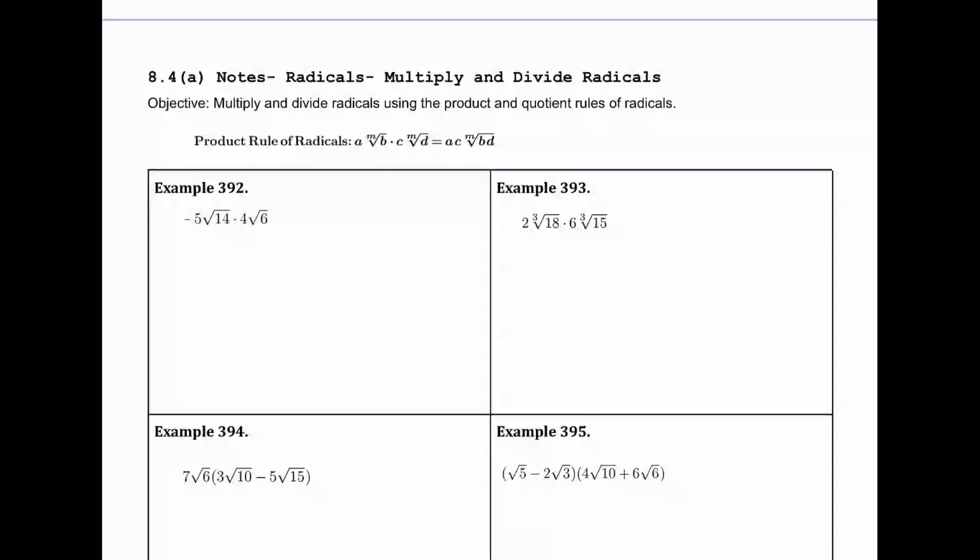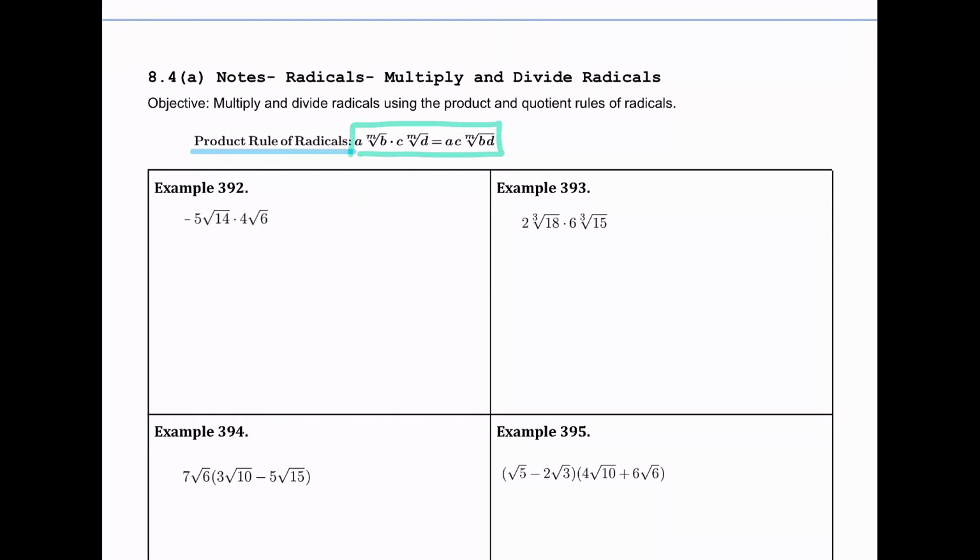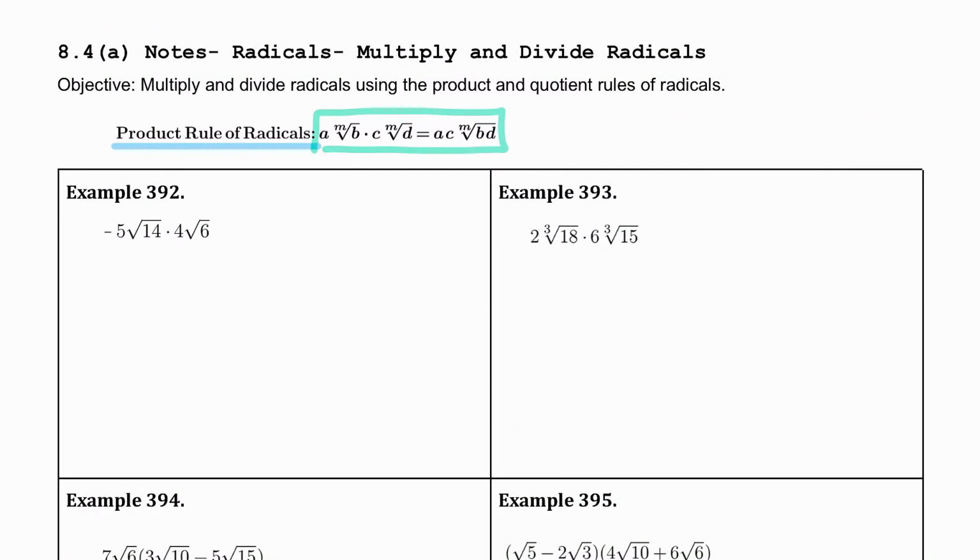When we're multiplying radicals, we use the product rule of radicals, which basically says this right here. Kind of a more condensed way to say this is when we're multiplying radicals with the same index, all we do is multiply our coefficients on the outside, those stay on the outside, multiply our radicands on the inside, those stay on the inside. And then after we've done that multiplication, then we're going to simplify if possible.